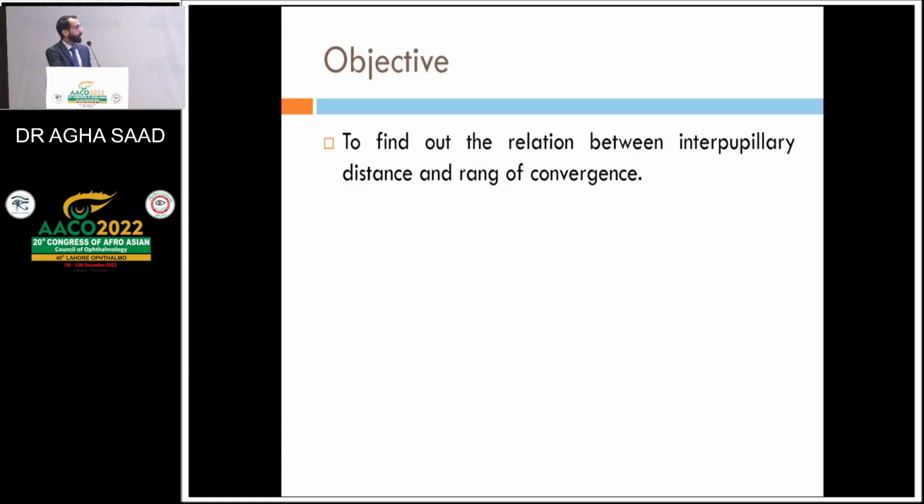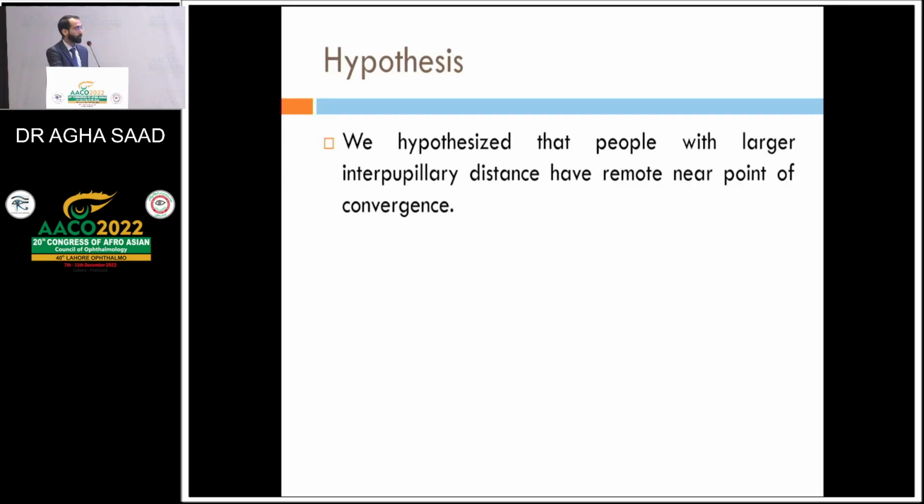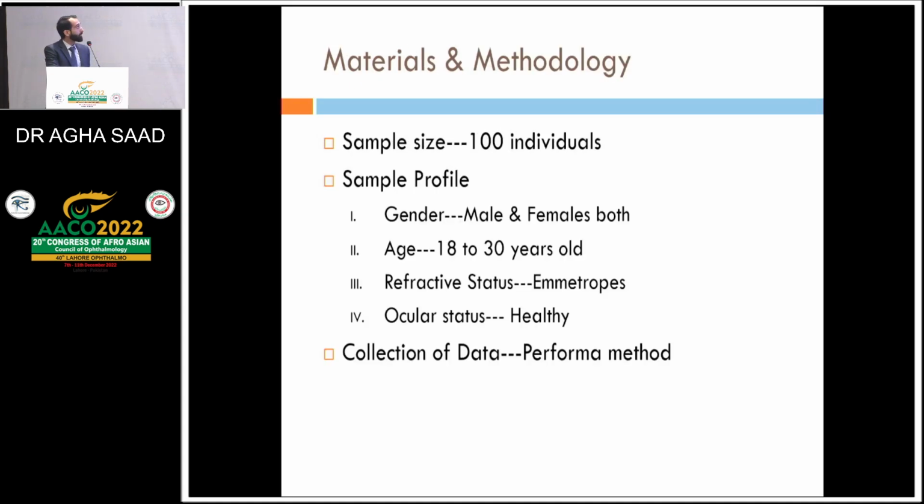The main objective is to find out the relationship between interpupillary distance and range of convergence. We hypothesize that people with large interpupillary distance have a remote near point of convergence. We have taken a sample of 100 individuals. Both males and females are included in this study.